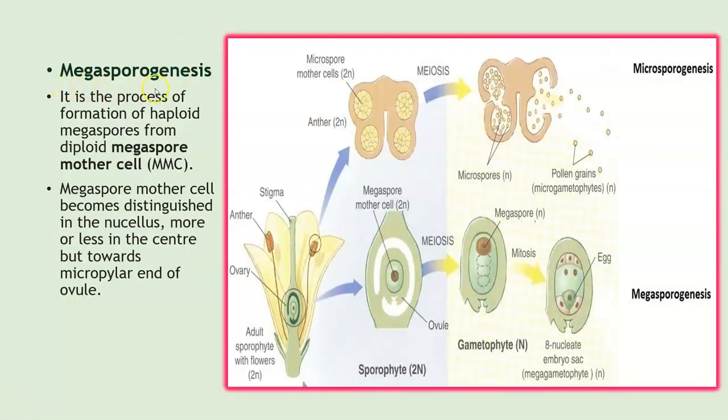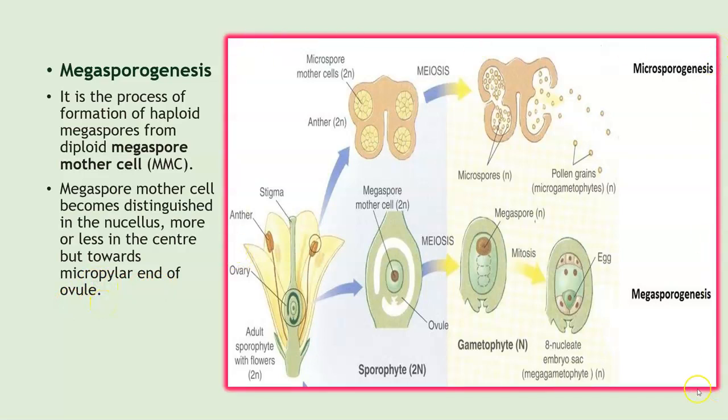So now students, let us have a look at megasporogenesis. It is the process of formation of haploid megaspore from the diploid megaspore mother cell, also called MMC. This megaspore mother cell becomes distinguished in the nucellus, more or less in the center, but more towards the micropylar end of your ovule.